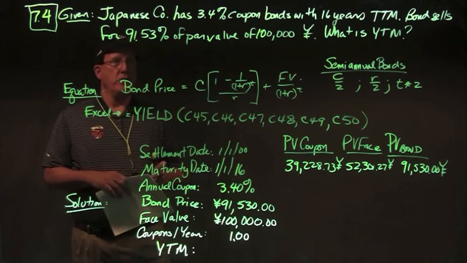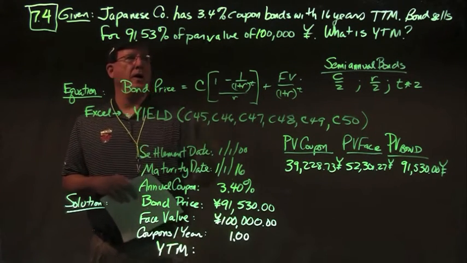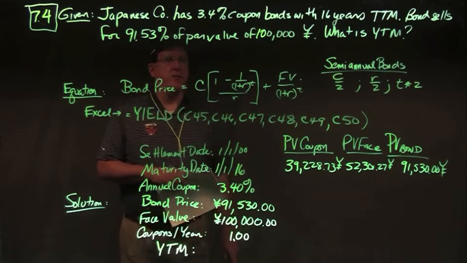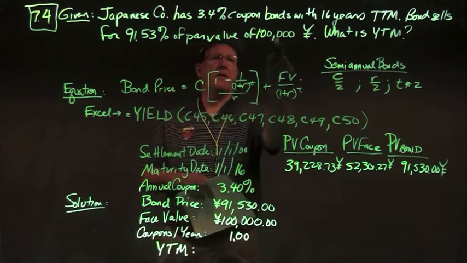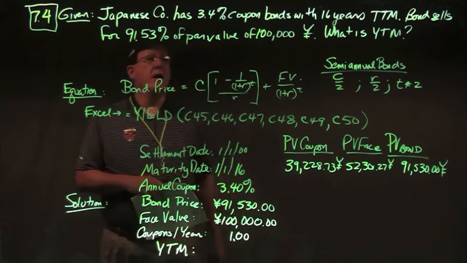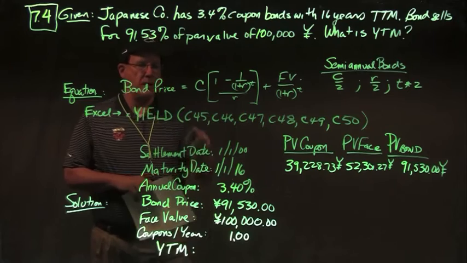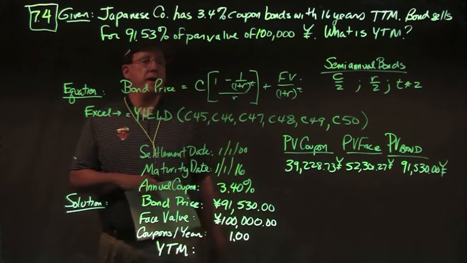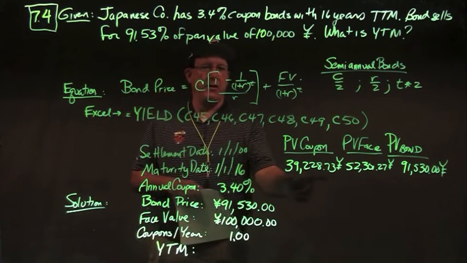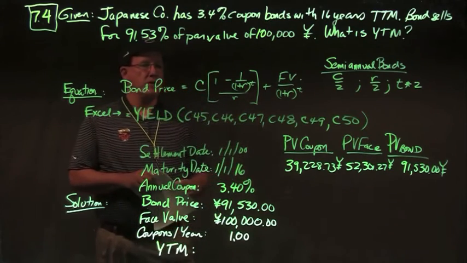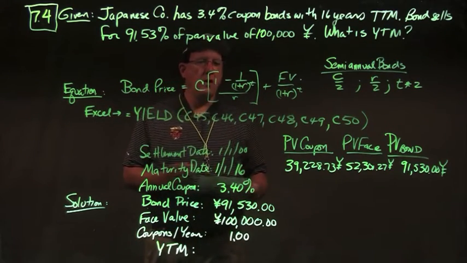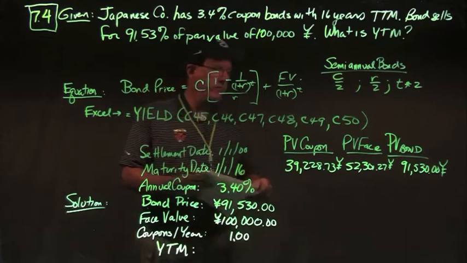So what do I plug in for C? For coupon, we know coupon is in currency, 3.4% of par. So we're going to multiply 0.034 times 100,000. We're going to plug in 3,400 in the C value when we're typing in this equation. R, we're going to just change values until we hit 91,530.